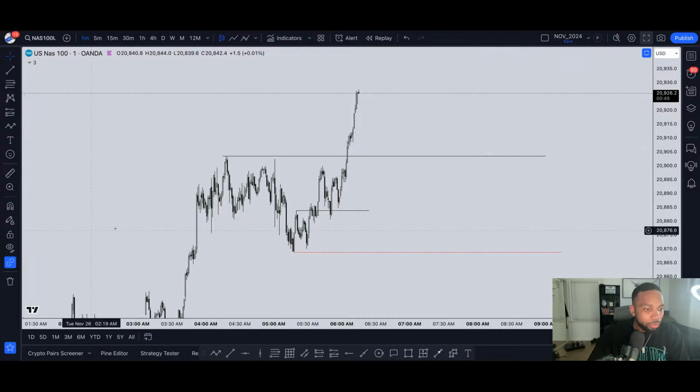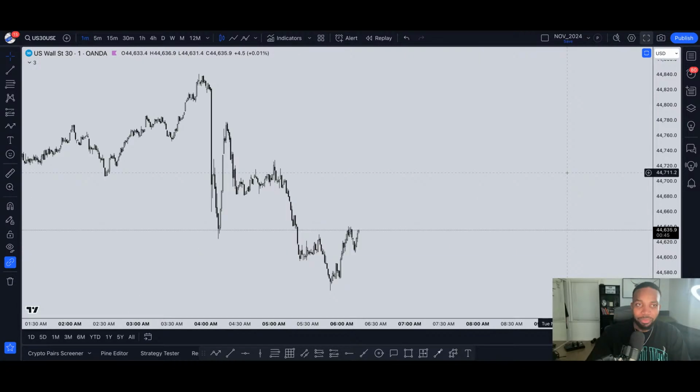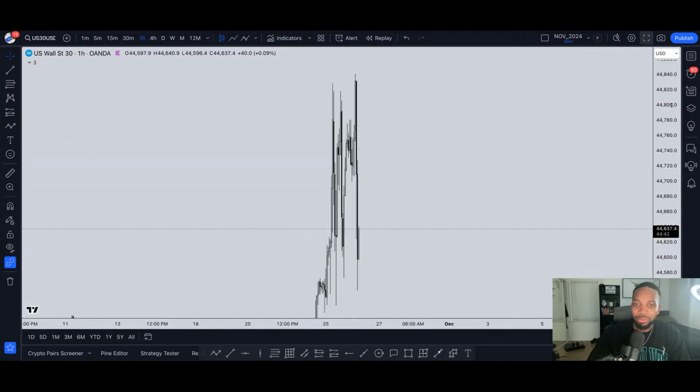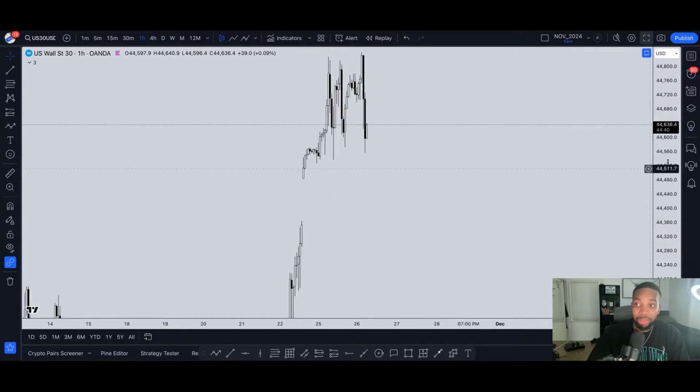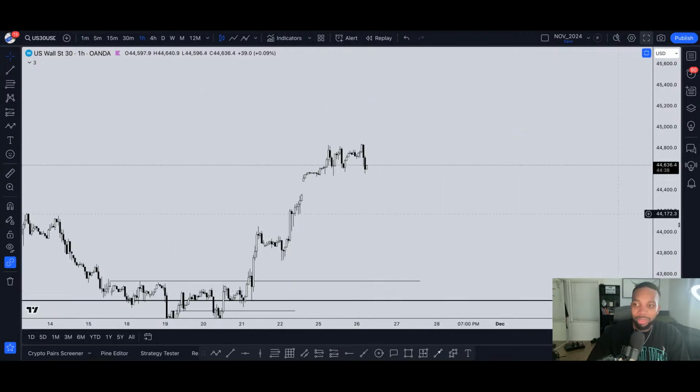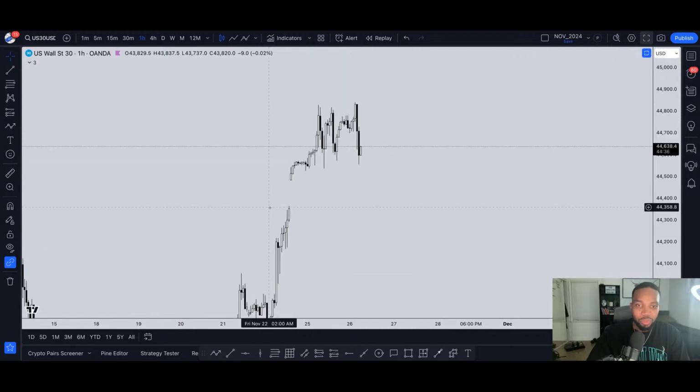Of course, that's on NAS. What is US 30 up to? What else? What we got? US 30 is pushing up. I know we have this huge gap here that US 30 hasn't filled. Does it have to? We don't know, but we shall see.